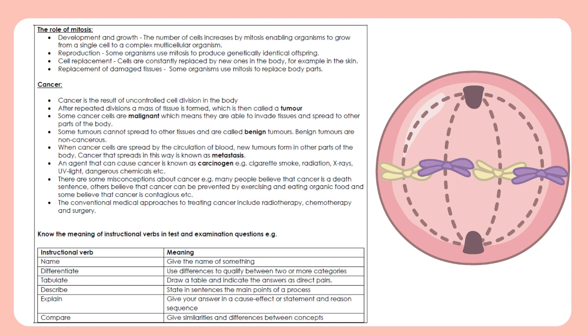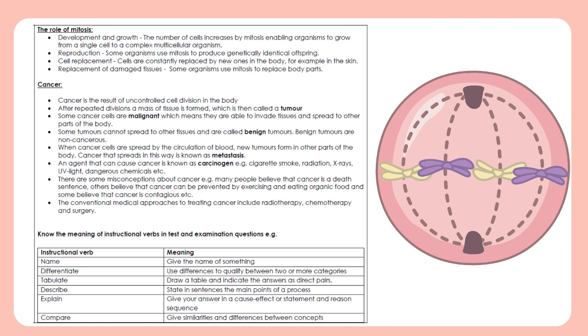Benign tumors are non-cancerous. When cancer cells are spread by the circulation of blood, new tumors form in other parts of the body. Cancer that spreads in this way is known as metastasis. An agent that can cause cancer is known as carcinogen, e.g. cigarette smoke, radiation, X-rays, UV light, dangerous chemicals, etc.